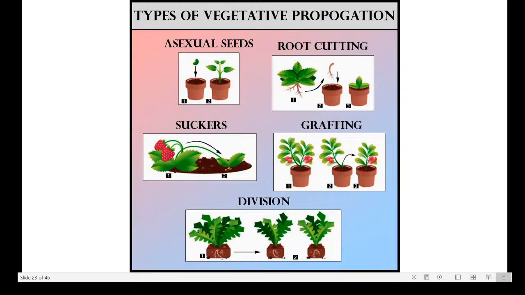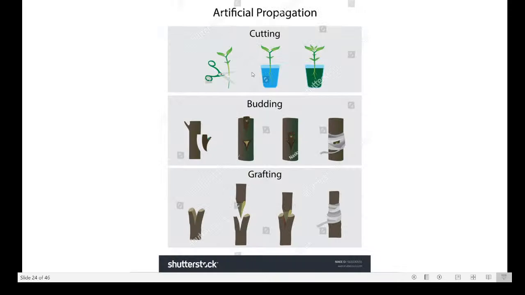If you have a rose plant at home, or a money plant, you will have experienced this grafting. Then division: the whole material is cut into multiple pieces and placed in various pots. This is artificial propagation. Artificial propagation means rose cuttings or money plant cuttings. If it has grown many branches, you just cut one branch and put it in various pots.